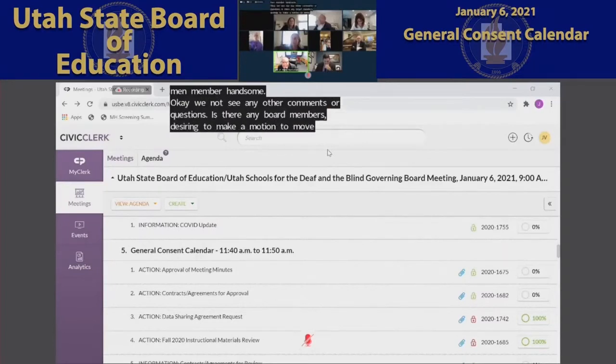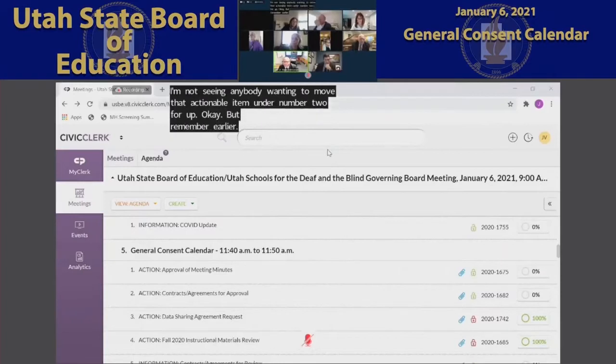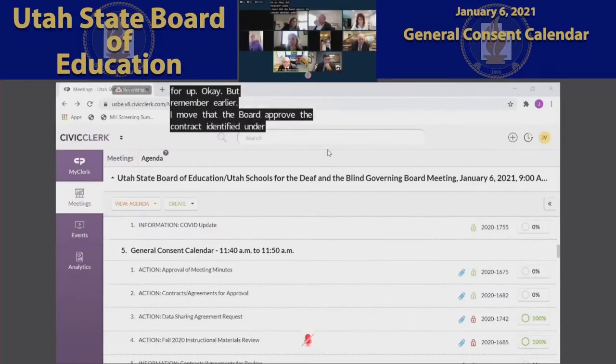I'm not seeing anybody wanting to move that actual item under number 2 forward. Oh, okay. Board Member Lear. I move that the board approve the contract identified under the board agenda item 2. Is that enough definition or designation? Yes, that includes everything under there. Is there a second? Second, Board Member Cannon. Okay, we have a motion and a second. Any further discussion to the motion? Seeing none, please vote. Let's try our X's.